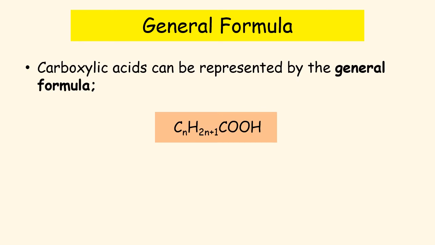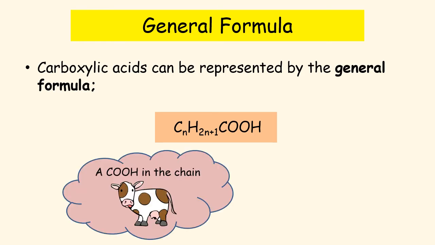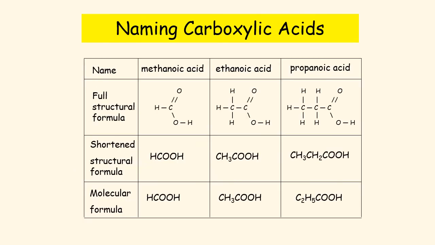Now, the general formula for carboxylic acids is very similar to the general formula for alcohols. It is CnH2n+1COOH. So when it comes to naming carboxylic acids, we use the same prefixes as we have for alkanes, alkenes, and alcohols: meth, eth, prop, etc.